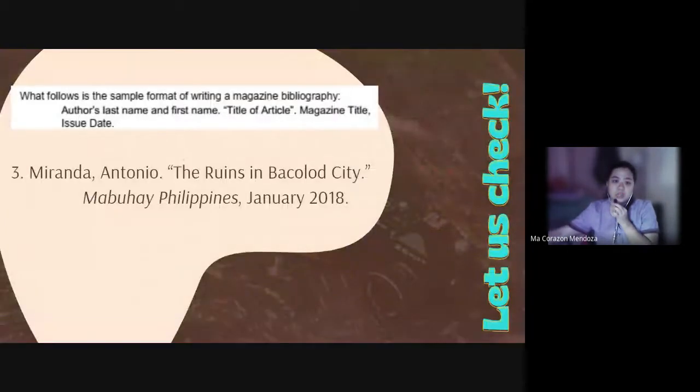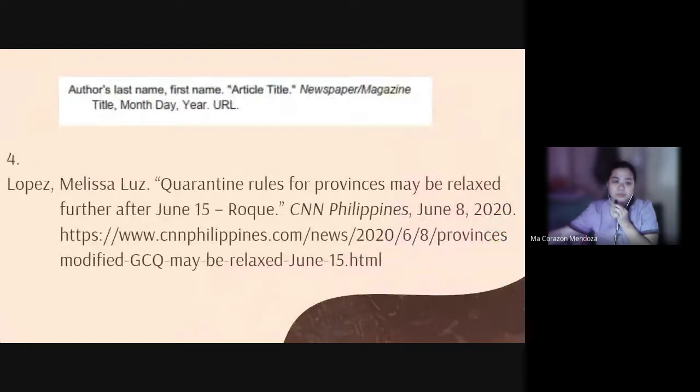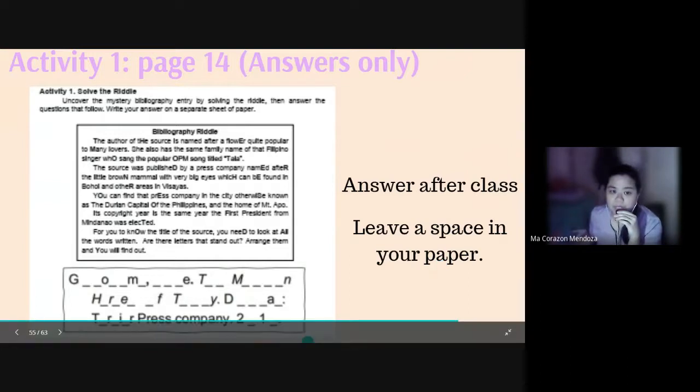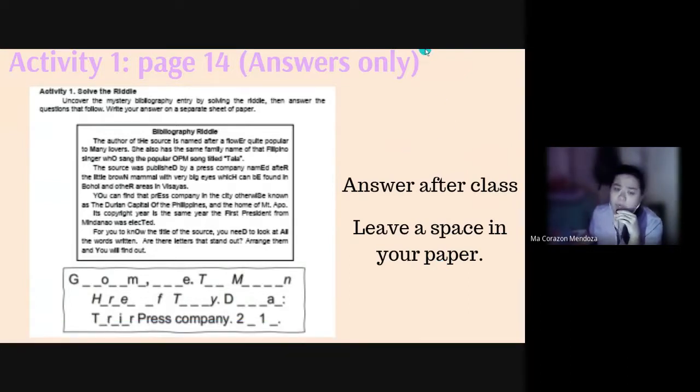Okay, so here's what you will do, class. Please get your module and answer page 14. What you will do here is solve the riddle. This is a riddle that you will uncover by reading the questions right here. You're going to write the answer on the same answer sheet that you have used earlier. So how are you going to answer this? I'm going to help you a little bit.